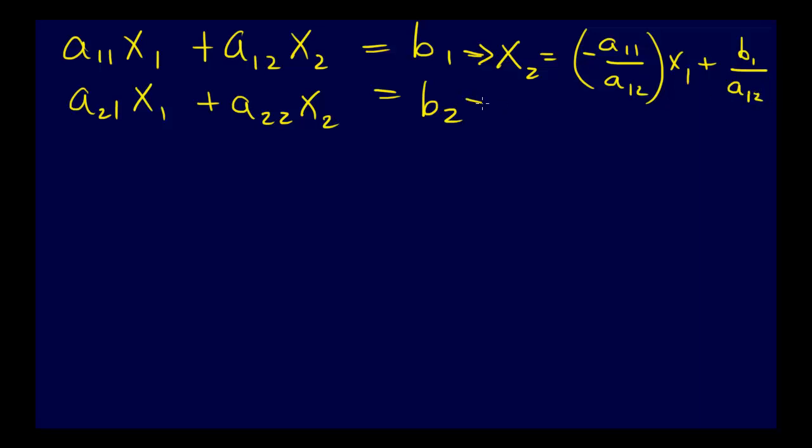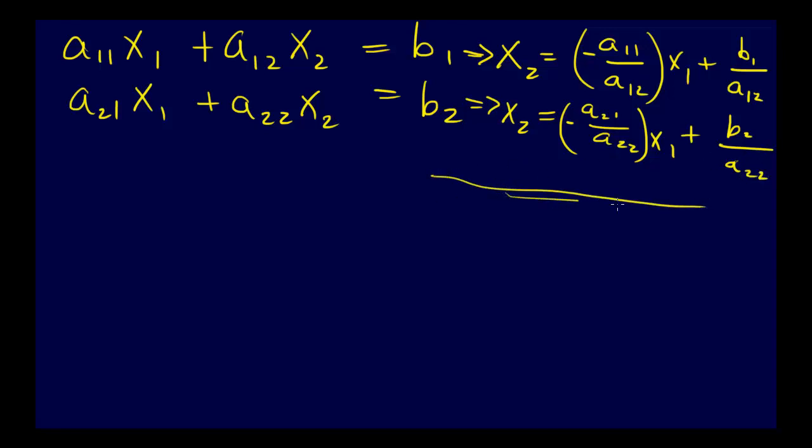Okay, so we can do the same thing. x2 equals negative a21 over a22 x1 plus b2 over a22. All right, so now we have these in the familiar form to plot them. So I'm going to go ahead and plot them out. But before we plot them out, let's put numbers in.